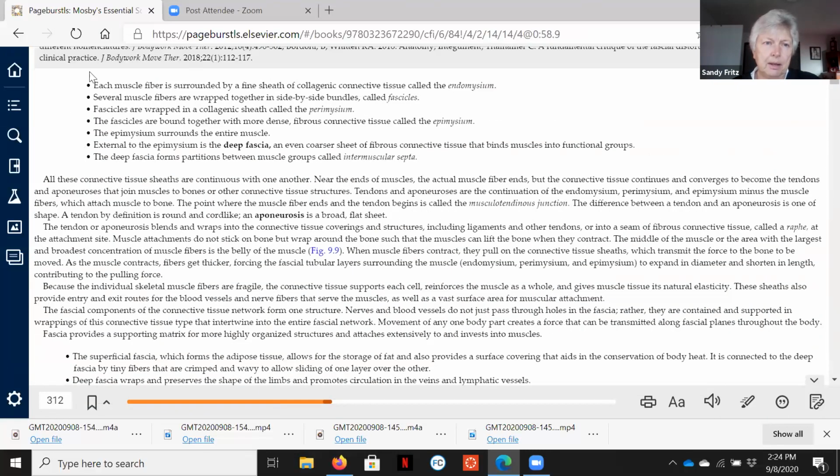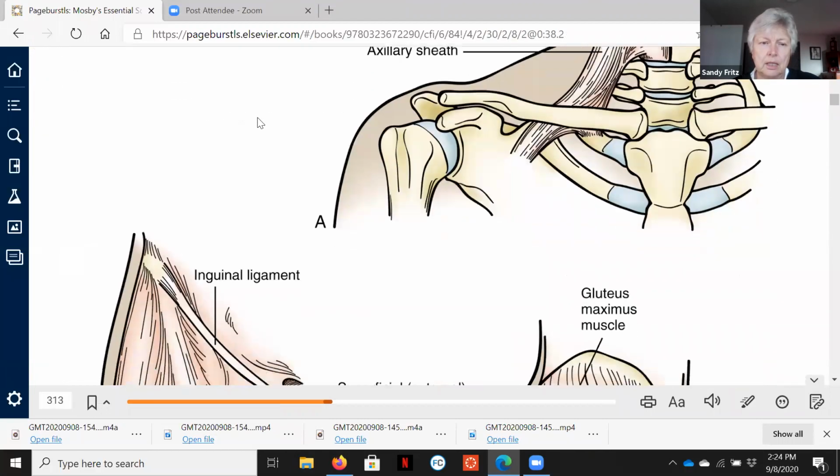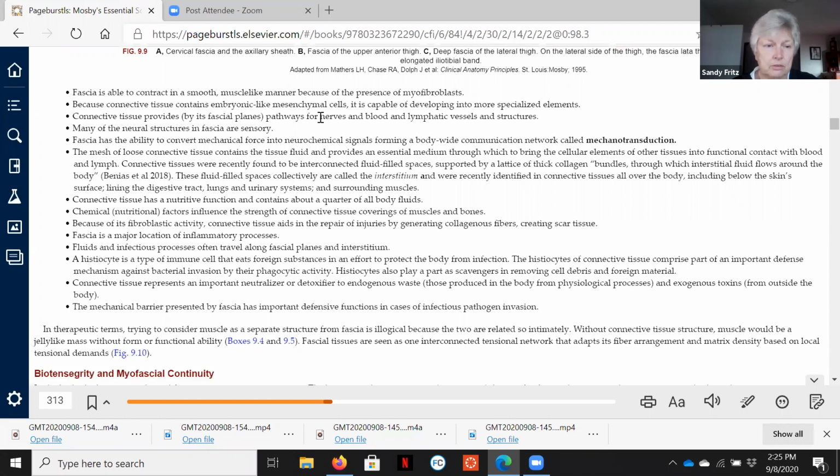The MBLEX exam likes to ask questions about the various connective tissue coverings and muscles, so stop and pay attention to that. And here are just some bullet points about how the fascia, and fascia is the sheets, and the connective tissue itself is kind of like the jelly part of stuff, or the fibers, how it contributes to the muscular system.